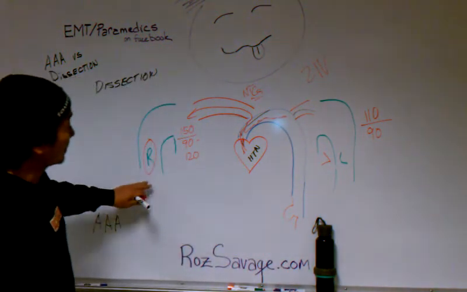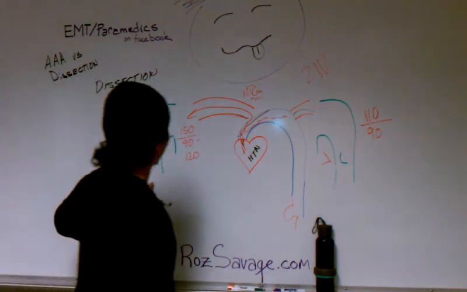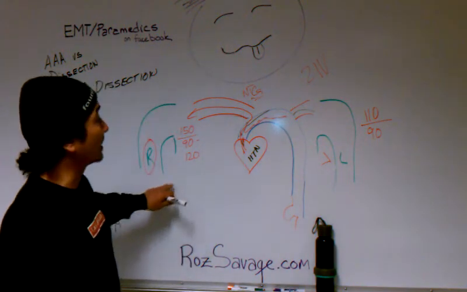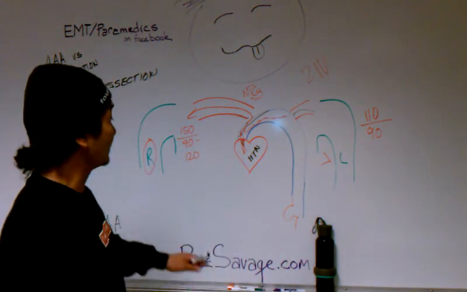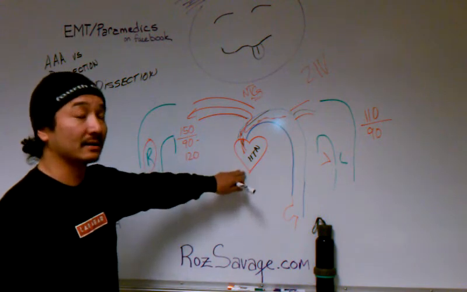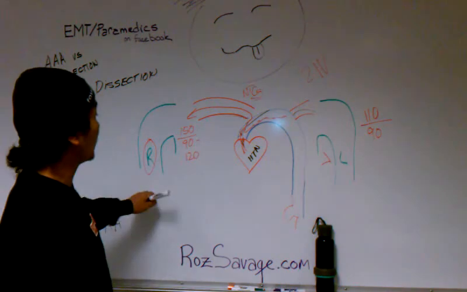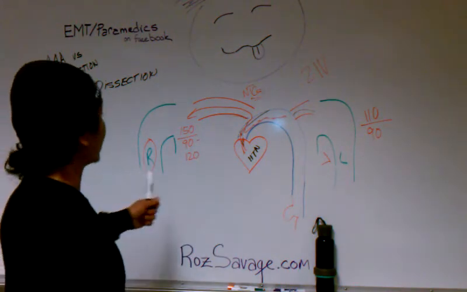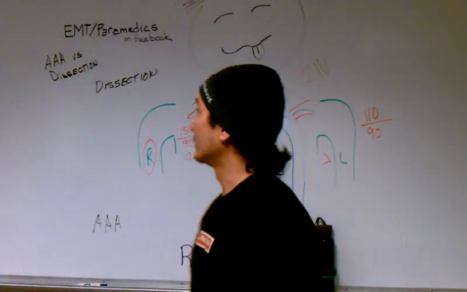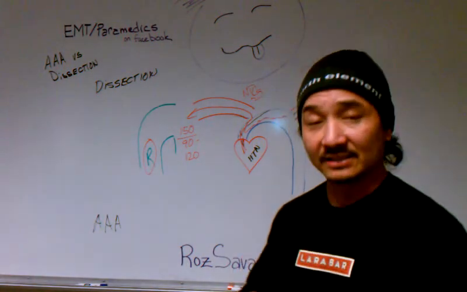Okay, so hopefully now I've explained why it's important to get a right and left blood pressure if you have time with someone in cardiac distress, and what the information is conveying over the radio when you do call it out, and that you now understand what AAA versus dissection is.